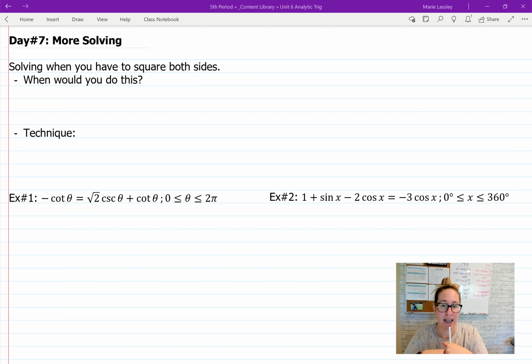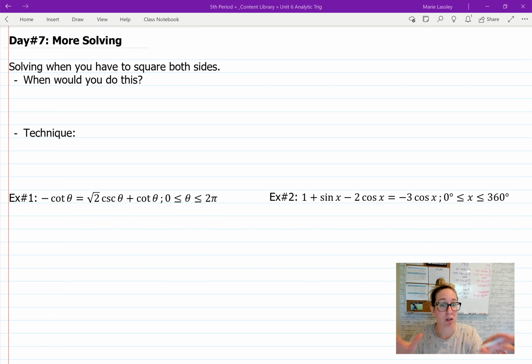And then the third technique is using your Pythagorean identities. We looked at one before spring break, where you had a cosine squared and a sine squared, and you had to replace one of them using a Pythagorean identity so that you would have all one trig function. Well, we're going to use that same kind of technique, but now we're not going to have anything that's squared. So we're going to end up having to square both sides in order to use a Pythagorean identity. So this technique is called squaring both sides.